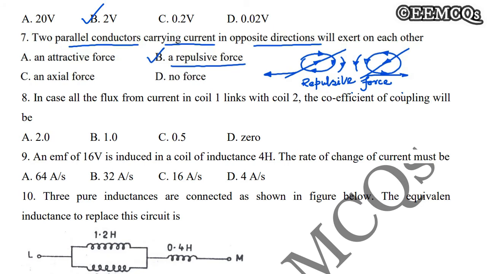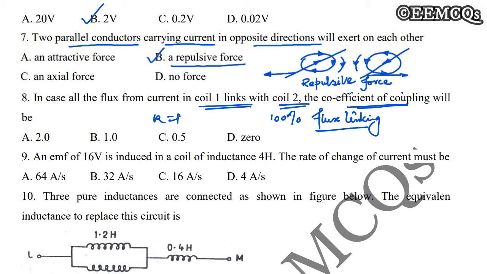So next question is, in case all the flux from coil 1 links with coil 2, what will be the coefficient of coupling? All flux basically linking means 100% flux linkage. So definitely the coefficient of coupling K will be equal to 1. So option B here is the correct answer.